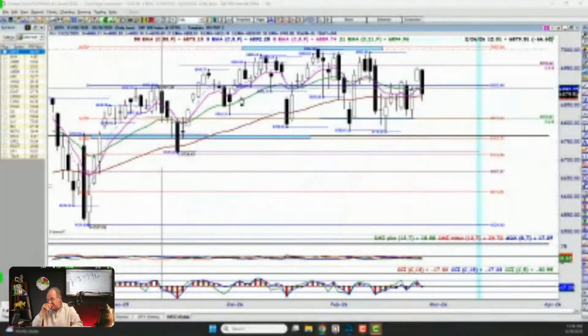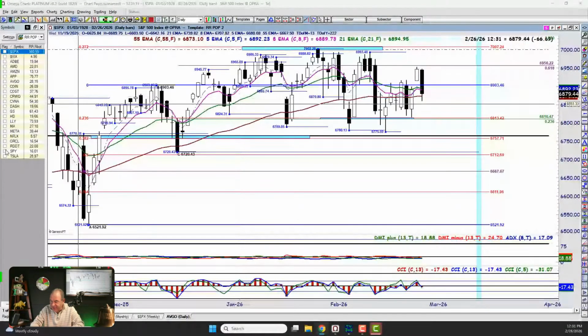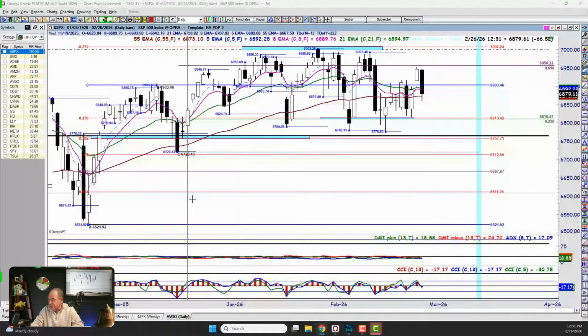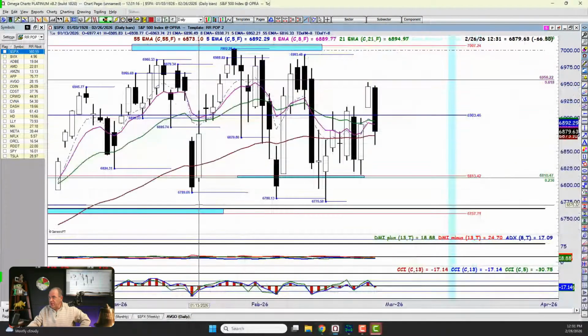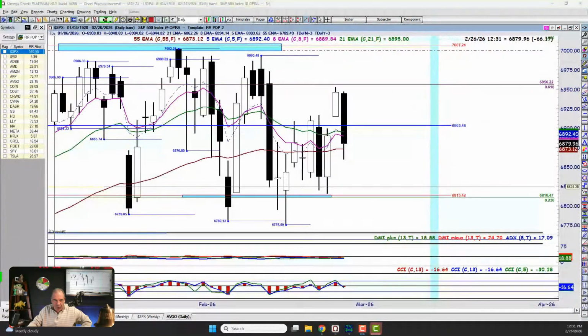If you've been watching, let me jump right into the S&P chart, guys, because this is where it's all at. This is the meat and potatoes of everything, and everything is from here, when we look at the overall pattern of what's taken place in the market.